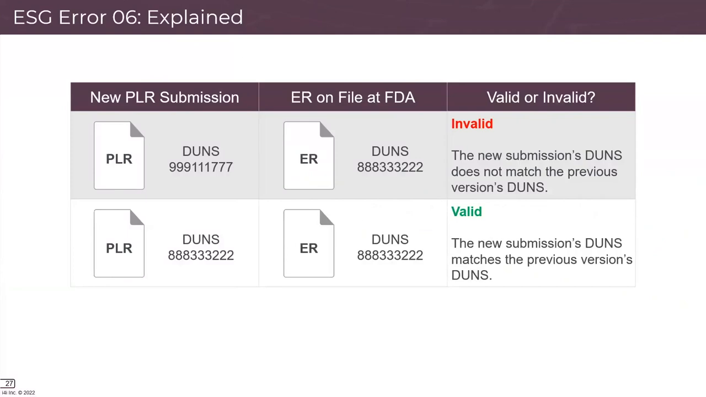The DUNS number for an establishment entered in a product listing SPL file must match the information submitted in an establishment registration SPL file. So the solution here is to make sure to match the DUNS number in your SPL submission with the DUNS number in the establishment registration file you're referencing.